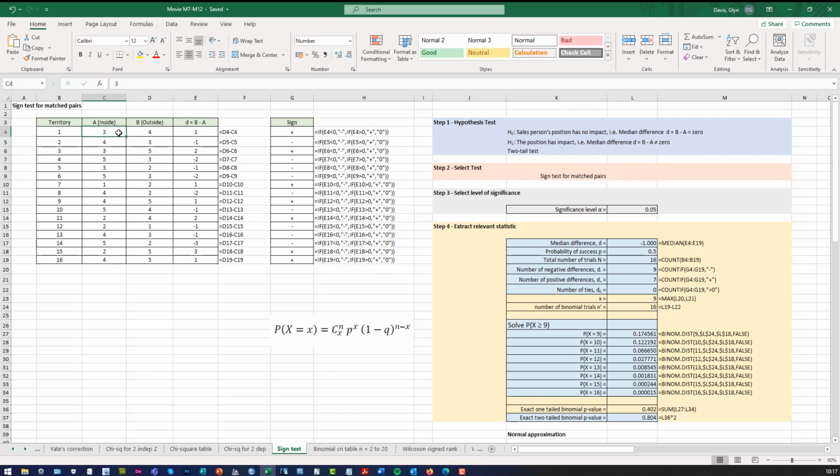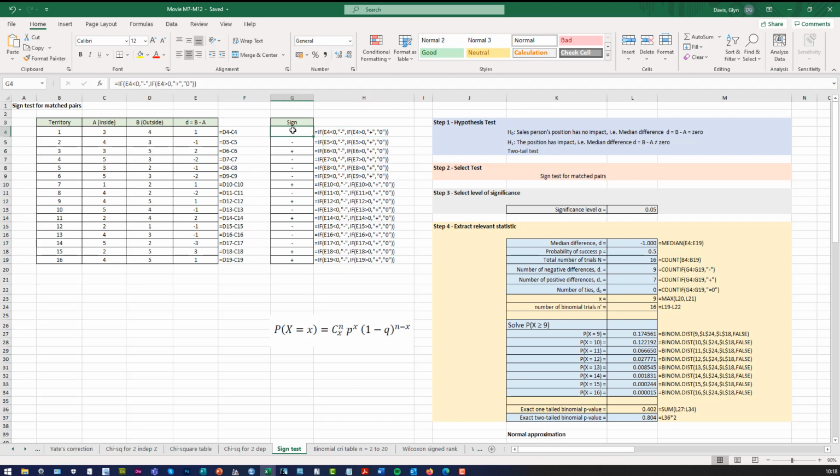Because we have ordinal data here, we're going to use the sign test for matched pairs. So we choose a significance level of 5%, 0.05. Now you can change that if you so wish, but I've chosen 0.05. What we can do now is calculate the actual difference between each pairing. So that minus that gives me +1. That minus that gives me -1, and so on, as you can see on the screen using the formulas. We can then calculate what the sign would be. Is it a positive difference or a negative difference, using an if statement, as you can see there.